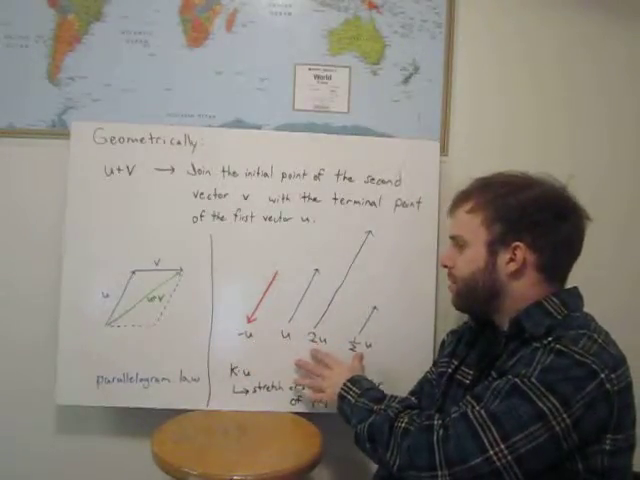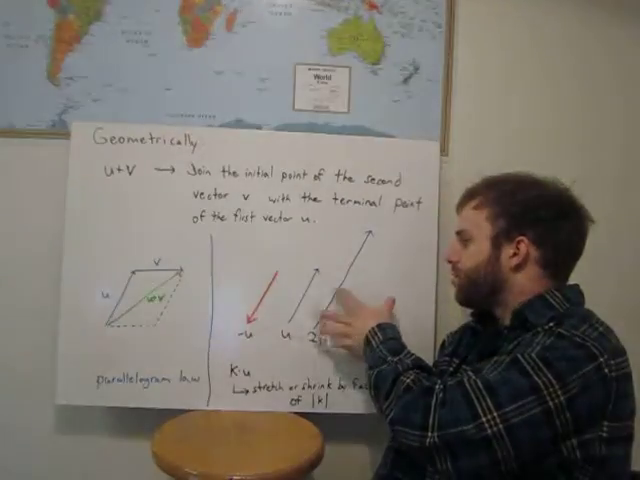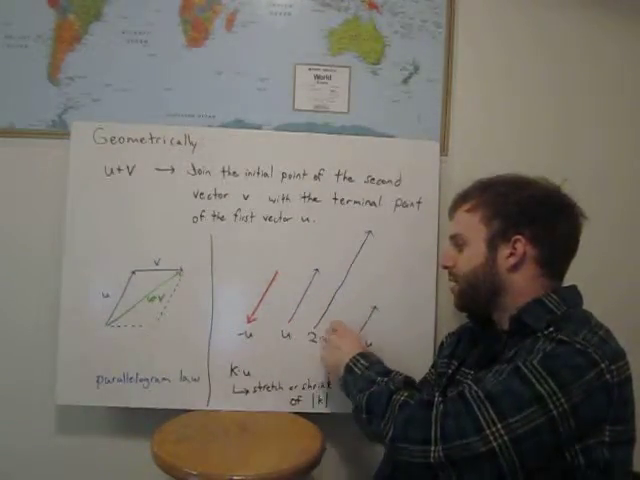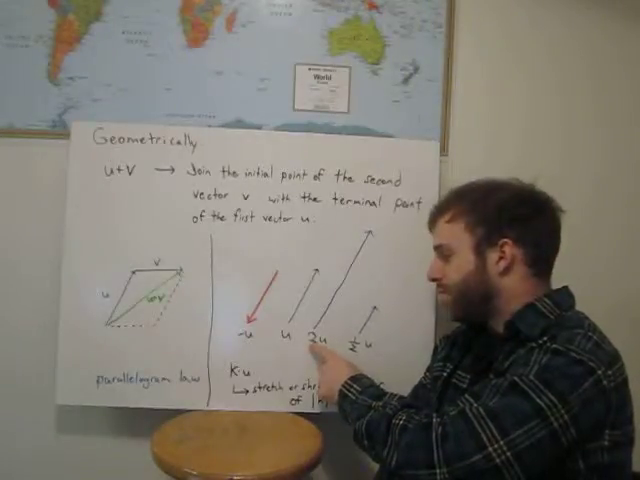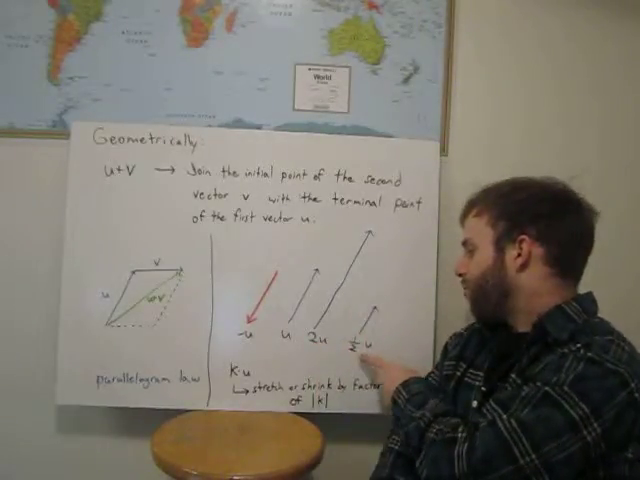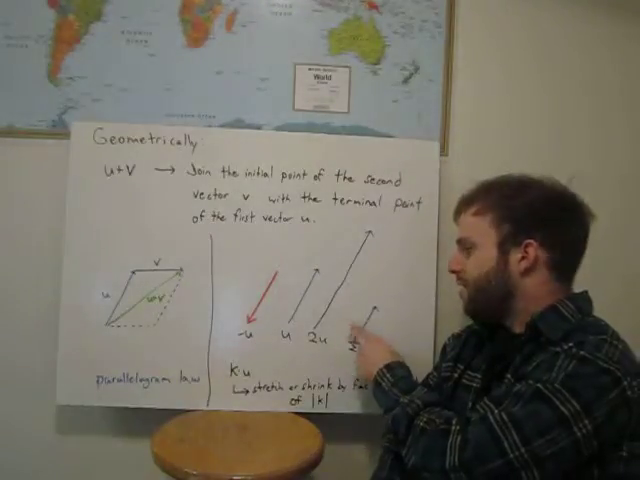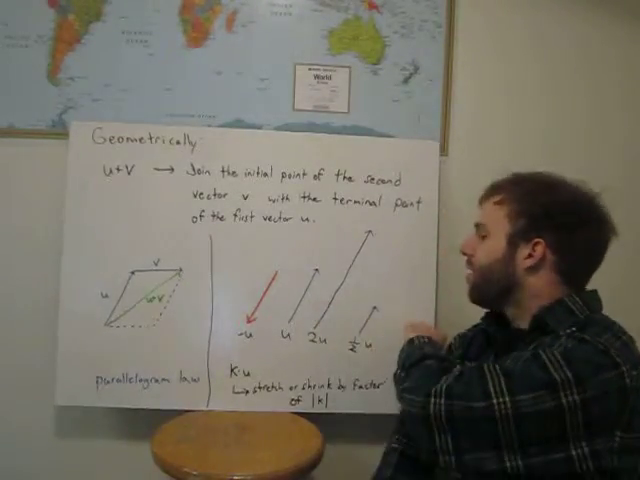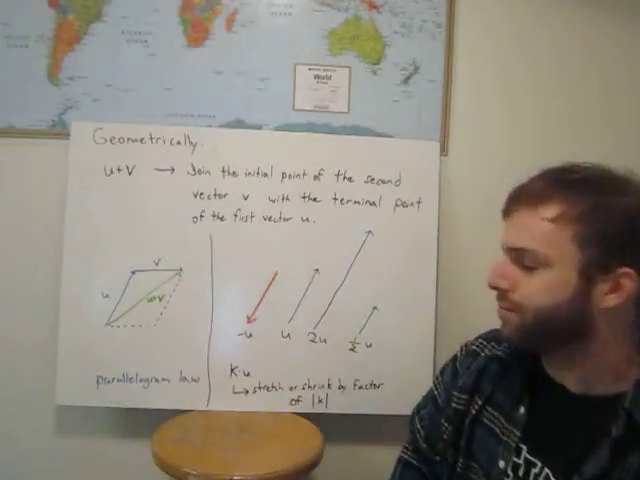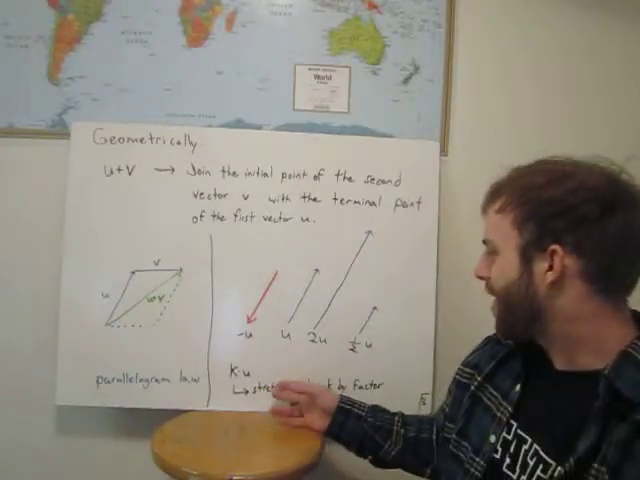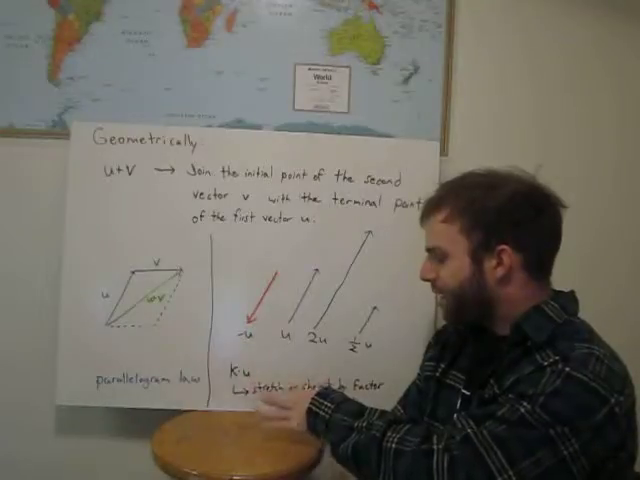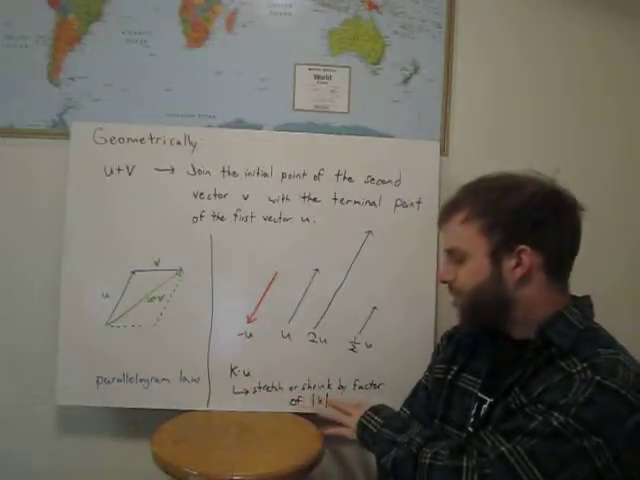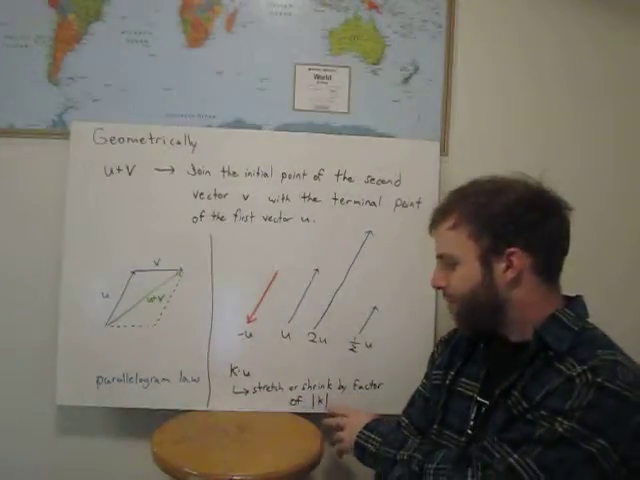And here is 2u. As you notice, it's twice the length of both of these. So our k value here would just be 2. 2 is our scalar. And here we've got 1/2 times u, and that's simply half the length of that vector. You may have already noticed, but multiplying by k is simply a stretch or a shrink by a factor of the absolute value of k.